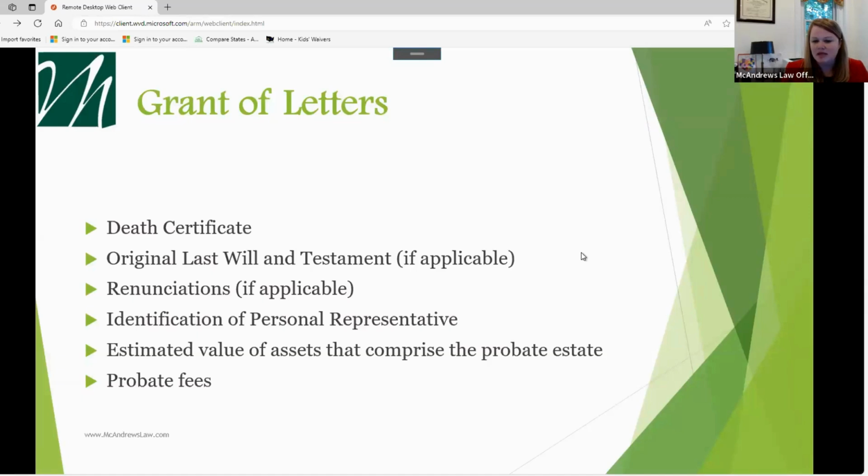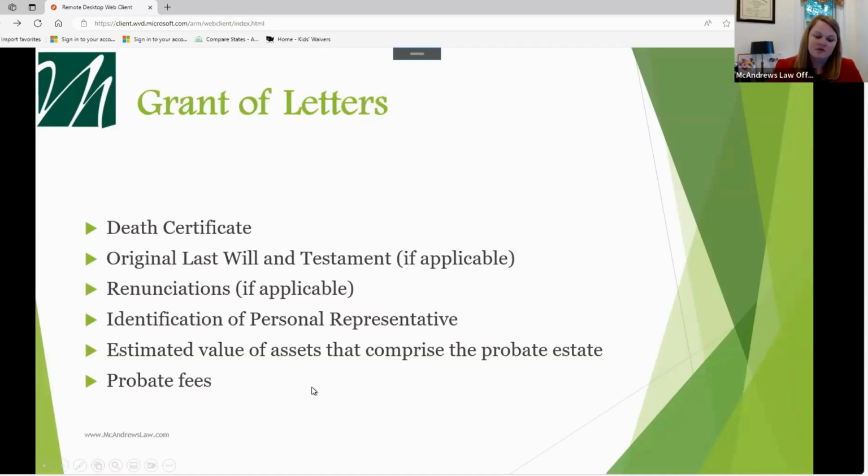So that would be more in the case of if your executor didn't want to serve, or if we're talking about an administrator and we have to see who's going to serve if there were several people who would have been able to fill that role. Identification: your executor or your administrator, all kind of considered personal representatives. We need the identification of the personal representative, an estimate of the value of the assets, again, that just comprise the probate estate, and then some sort of way to pay the probate fees.